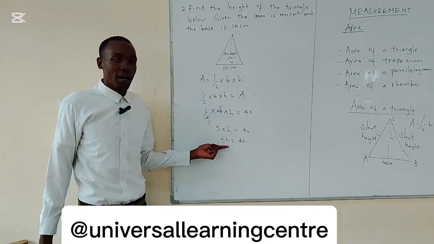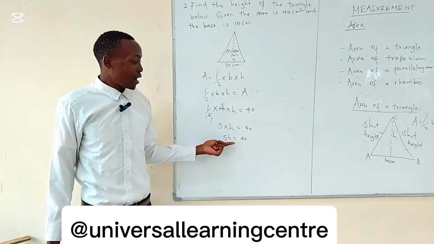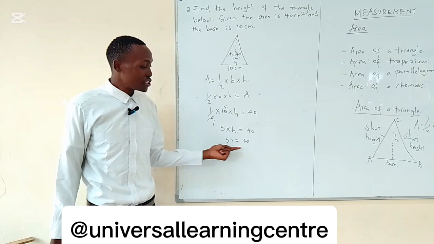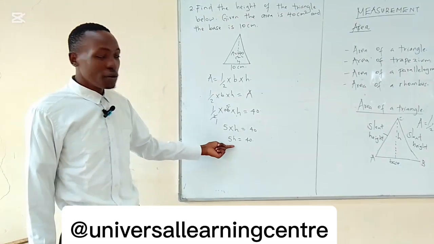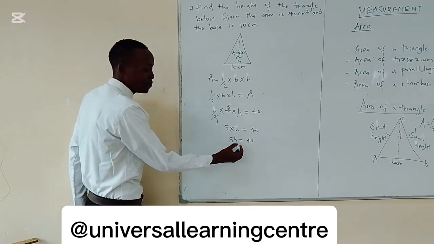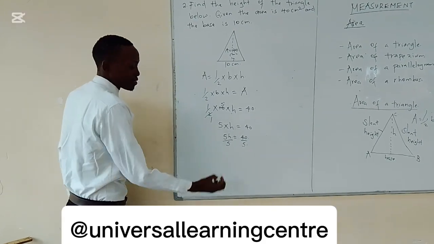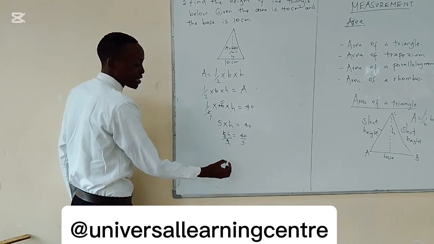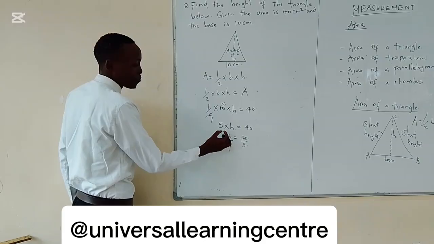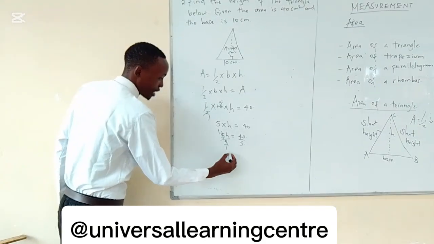Now I want to remain with height, and I have 5h equals 40. For me to remain with h, I need to divide by 5. So divide by 5, divide by 5. So that 5 will cancel with 5 on this other side. Because of 5, 1, because of 5, 1, we remain with h.